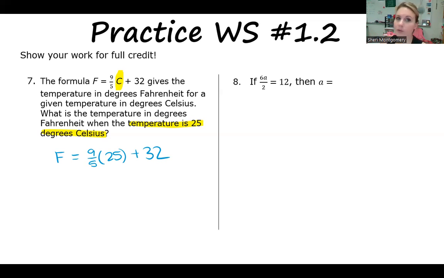Remember, anytime you're dealing with fractions, you always want to check to see if you can reduce. So here, if I'm going to multiply a fraction times a whole number, can I reduce this? Yeah. 5 goes into 25 how many times? 5. And this just becomes a 1. So when I multiply, it's just 9 times 5.